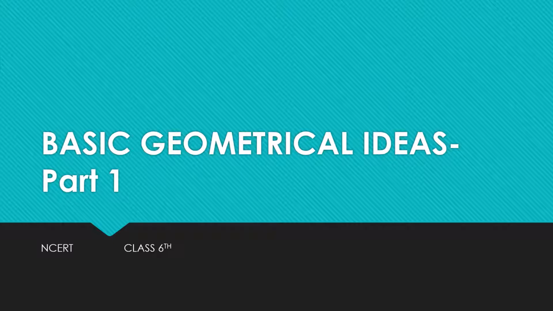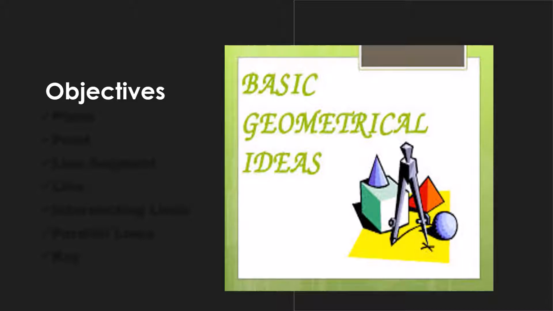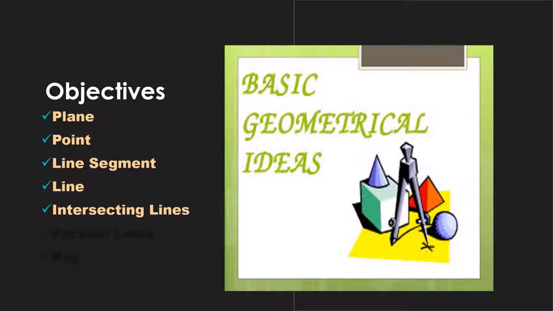Today we are going to discuss a mathematical concept from your NCERT maths book, that is chapter 4, Basic Geometrical Ideas. This is part 1. So let's start. After completing this chapter, we will be able to understand what is a plane, point, line segment, line, intersecting lines, parallel lines and ray.